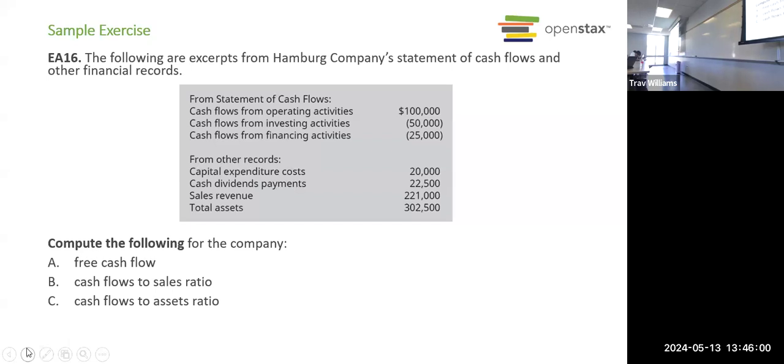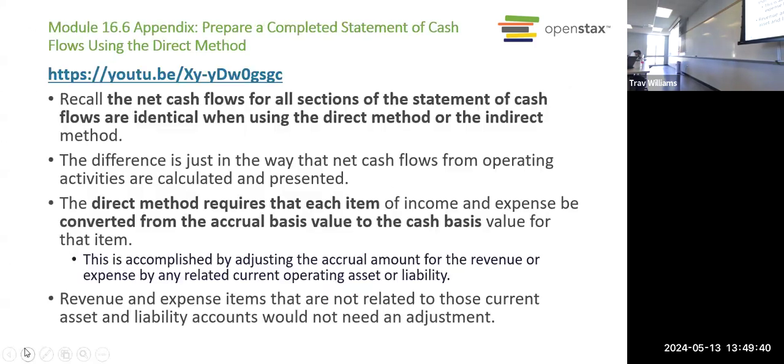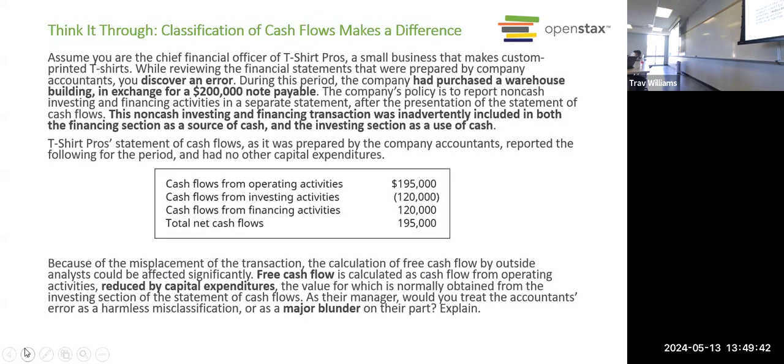All right, so we'll do exercise 16. All right, so it says here we are the chief financial officer of a small business that makes t-shirts. Oh, forgot to fix my remote here. There we go. Okay.